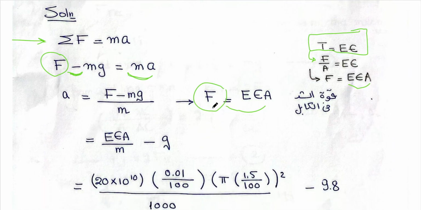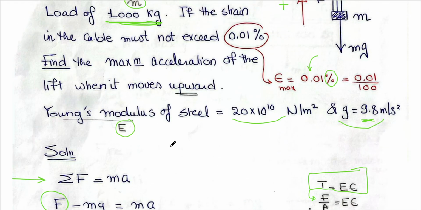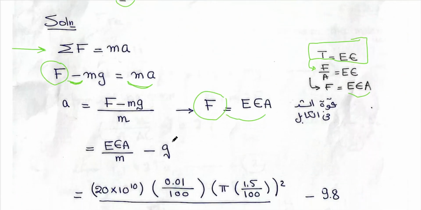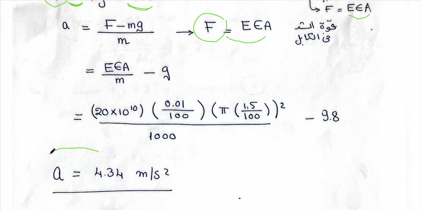Substitute by the force, E epsilon A divided by M, minus mg over m, which is g. Then you substitute with all the givens. You try to make this exercise and use your calculator to calculate the acceleration and make sure you will find this final answer. Acceleration is 4.3 meters per second squared.